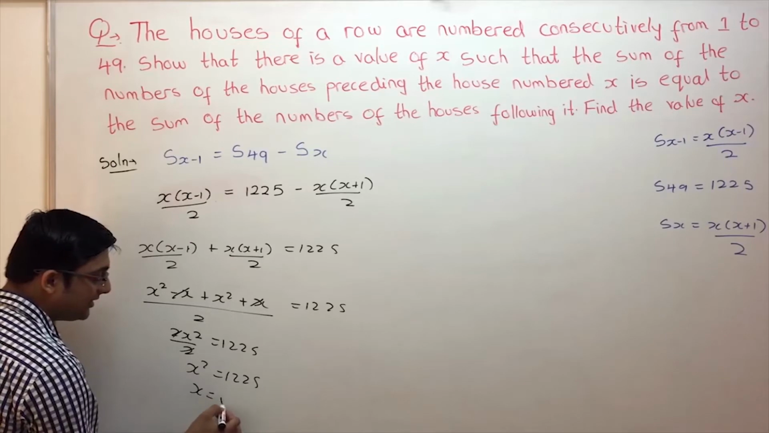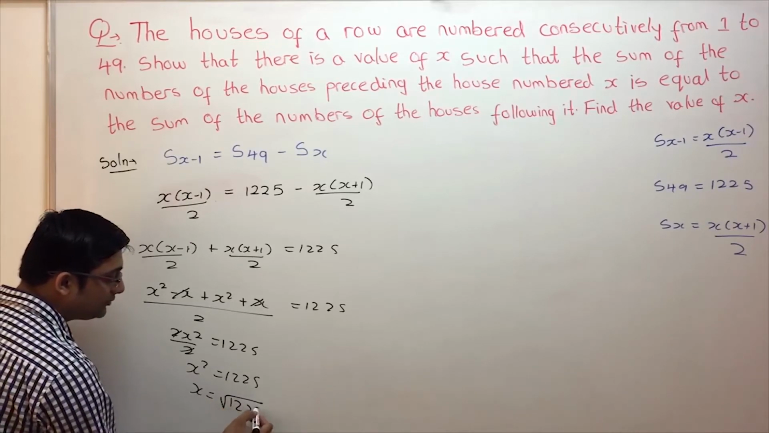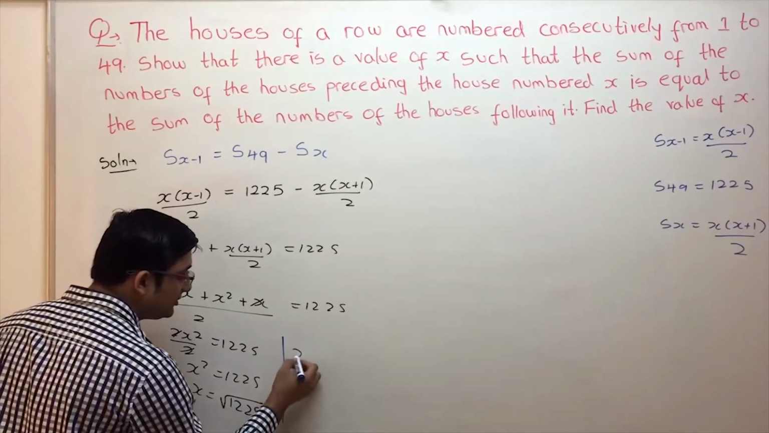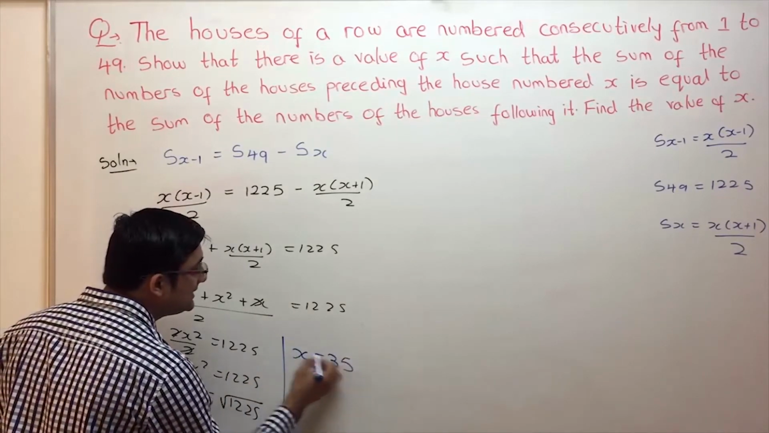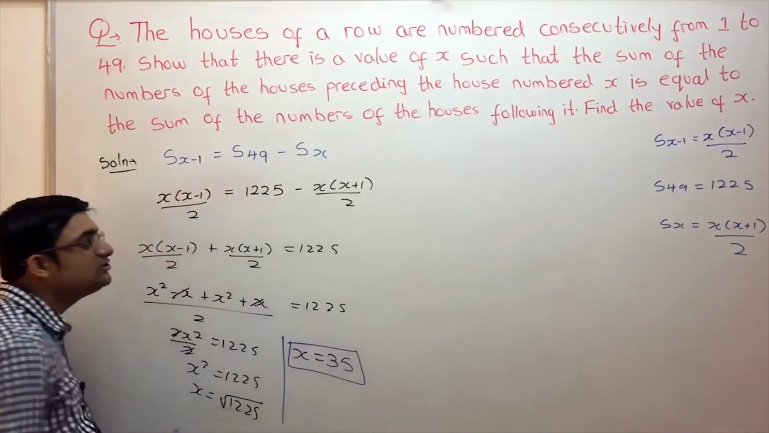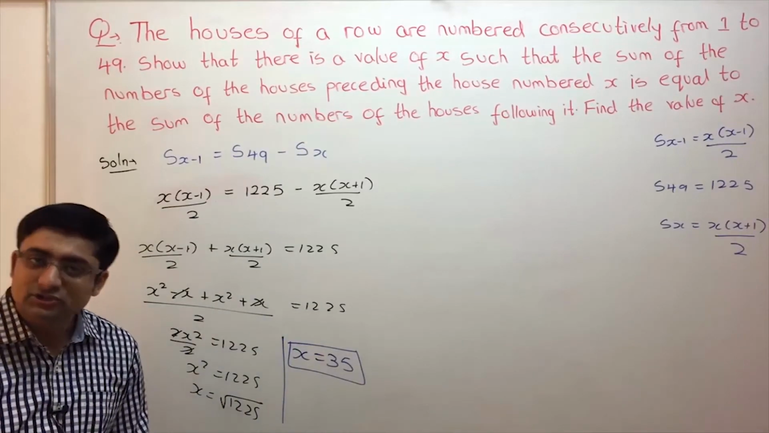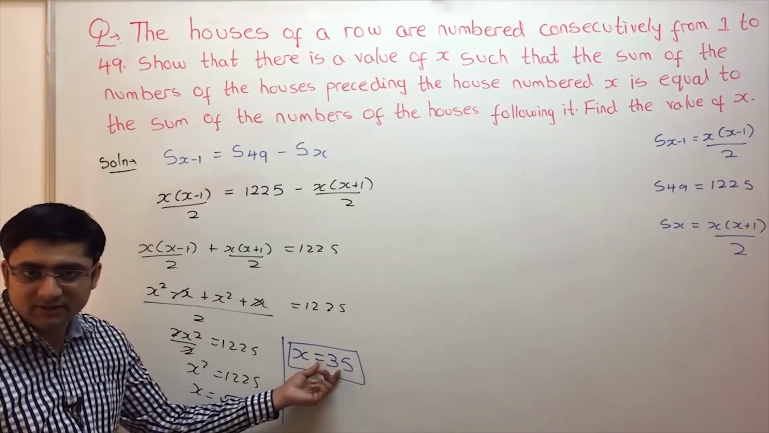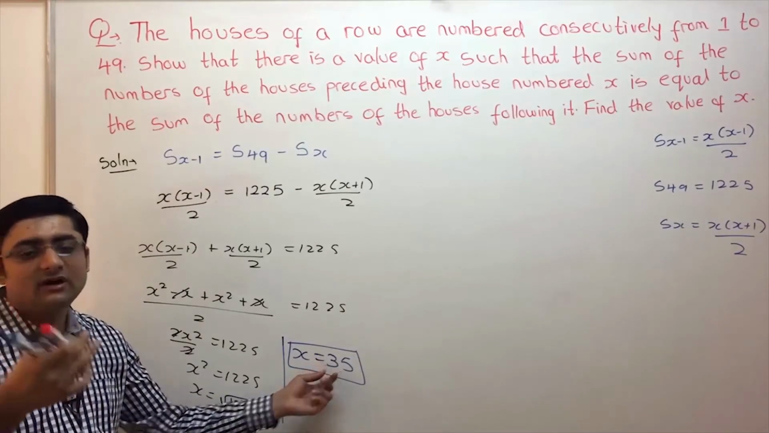So what is the value of x? It is square root of 1225. What is the square root of 1225? It's 35. So the value of x we get from here is 35. So the answer to this question is 35. So what this basically means is sum of all the house numbers up till 35 is equal to sum of the house numbers after 35.